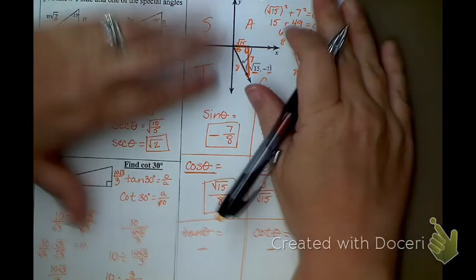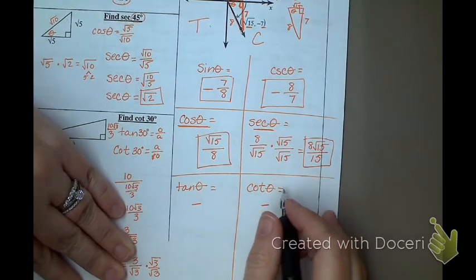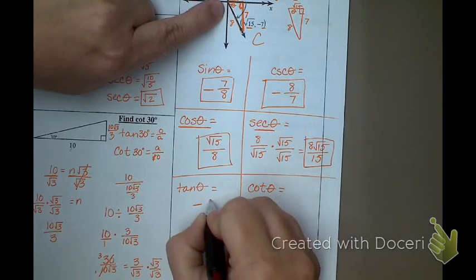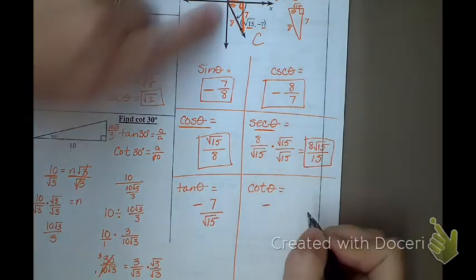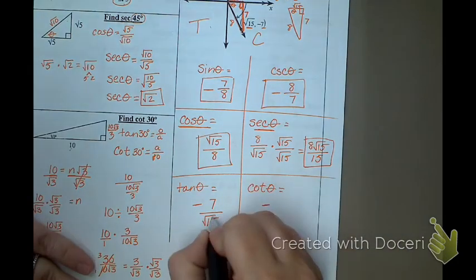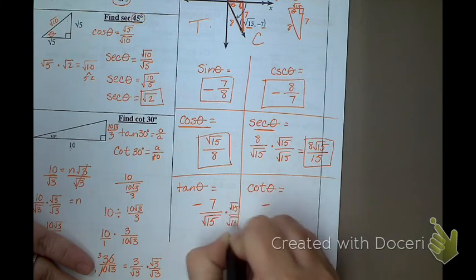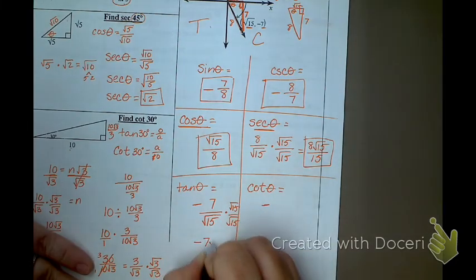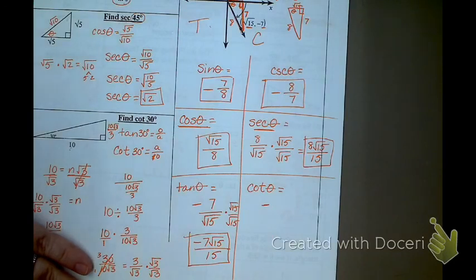And then finally, tangent is going to be negative. Let's see. Opposite is 7 over rad 15, the adjacent. So, got to do some simplifying here. Multiply by rad 15 over rad 15. That gives me negative 7 rad 15 over 15. Nothing can reduce, so that's my tangent.